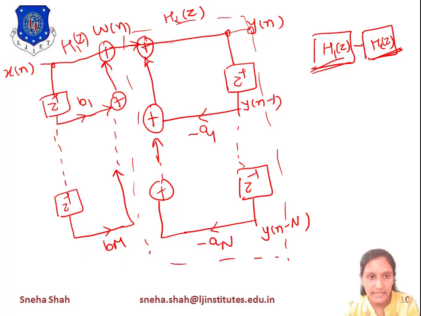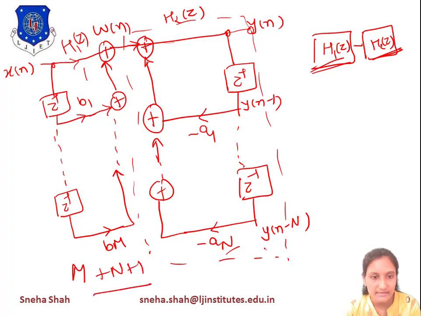Over here b1, 2, 3, 4 up to M, right? So M multiplications for this stage, and 1, 2, 3, 4 up to N, so N multiplications are there, and over here we multiply with 1, so 1 multiplier for this term. So the total number of multiplications is M plus N plus 1.